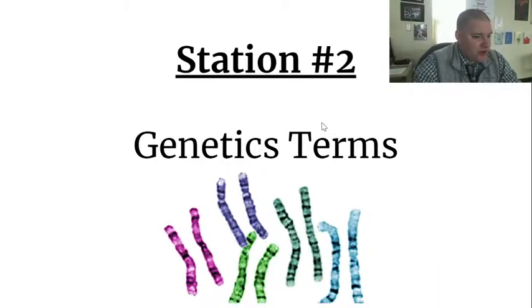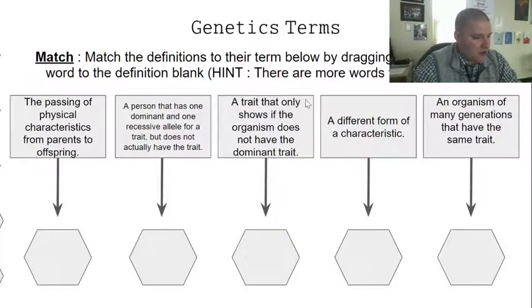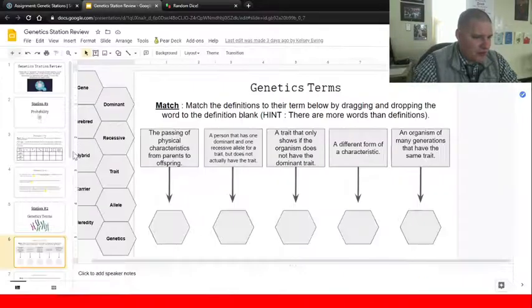Station number 2, we're dealing with our genetic terms. That's what we did all of Tuesday. So all you have to do for this one is match up by dragging the things on the side. For this one, I'm going to exit the full screen because all of the words are over here on the side. And for your iPad, they will also be over here.